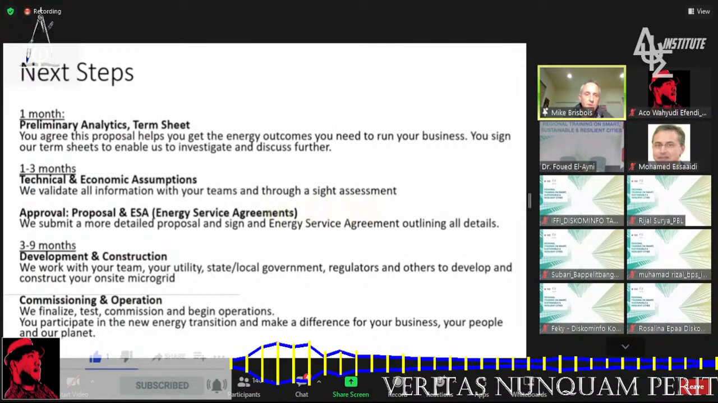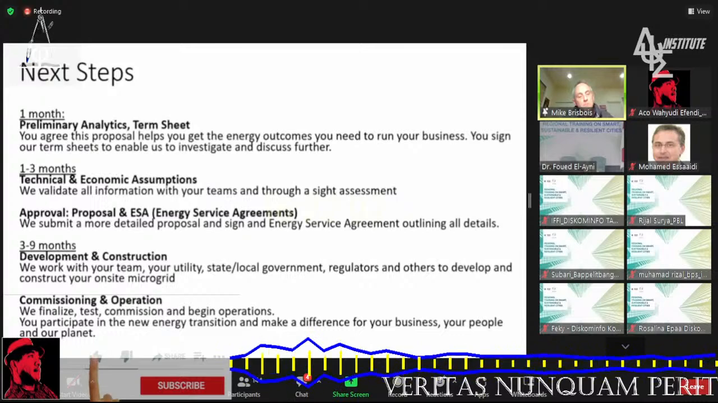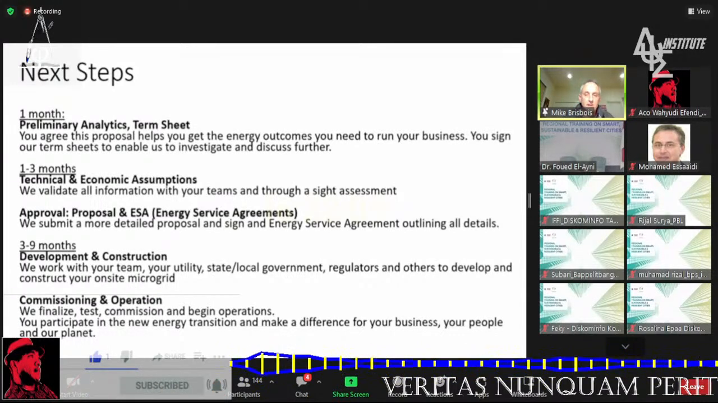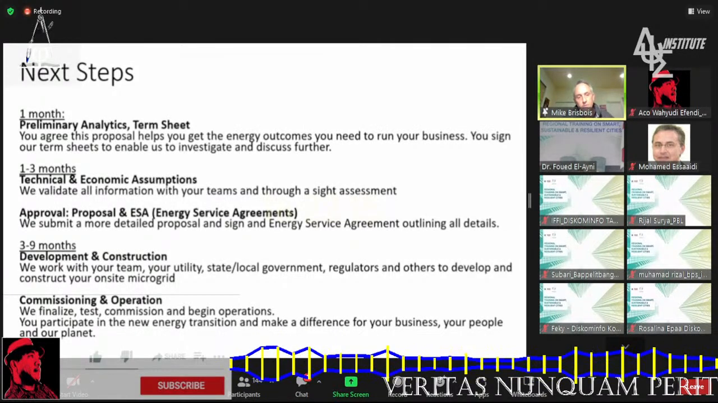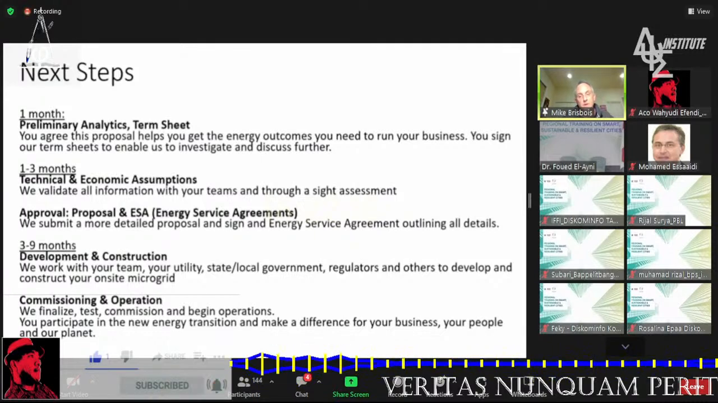First, second month, we look at the situation. We'll go out and do a site visit, see how much power, check out all the switchboards, the electrical gear, any motors, what's on the site, what the critical loads are. We'll go through that. We'll develop for 3 to 9 months. We work with the utilities, the state and local governments, to write power purchase agreements to make sure that when we're coming in, it all makes sense.